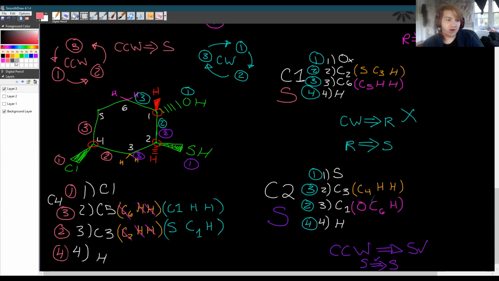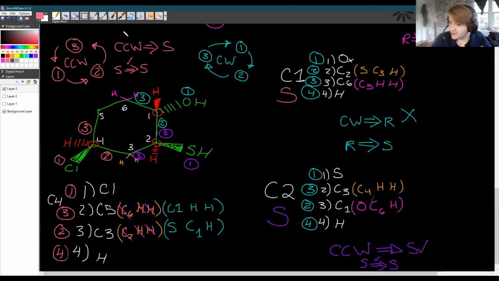And is our fourth group, our hydrogen, on the dash? Yes, it is. So S is S. As it turns out, all 4 of these carbons have the same rotation. They are all S carbons. Cool. What does this mean?